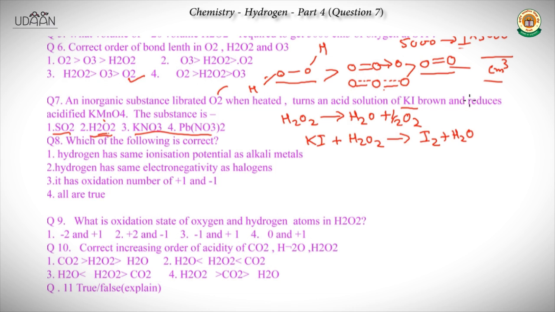And the third one is it reduces acidified KMnO4. And now we know the reaction: KMnO4 plus H2O2 will produce Mn2+. So we know that H2O2 will react with all these 3 compounds, that is, all these 3 reactions take place. The answer will be H2O2. Okay, so here we have our answer.